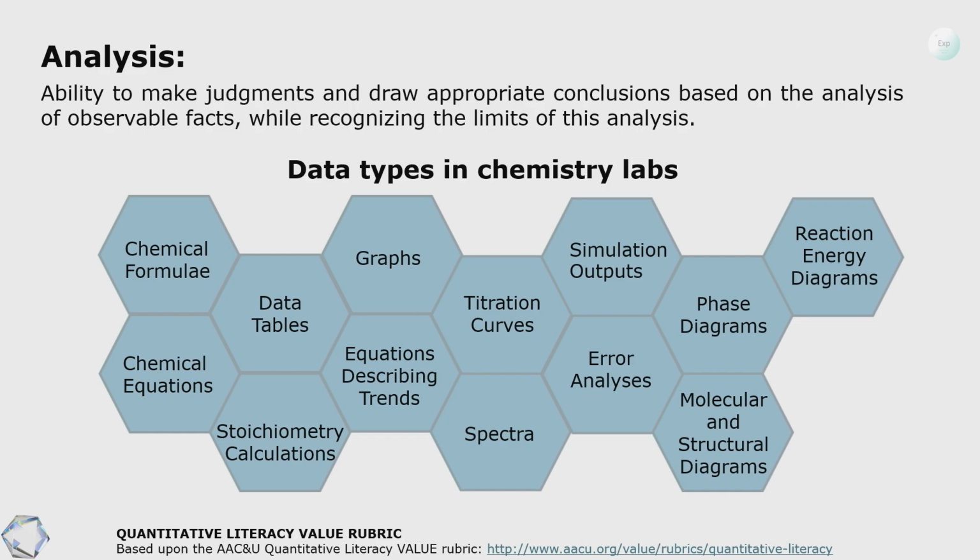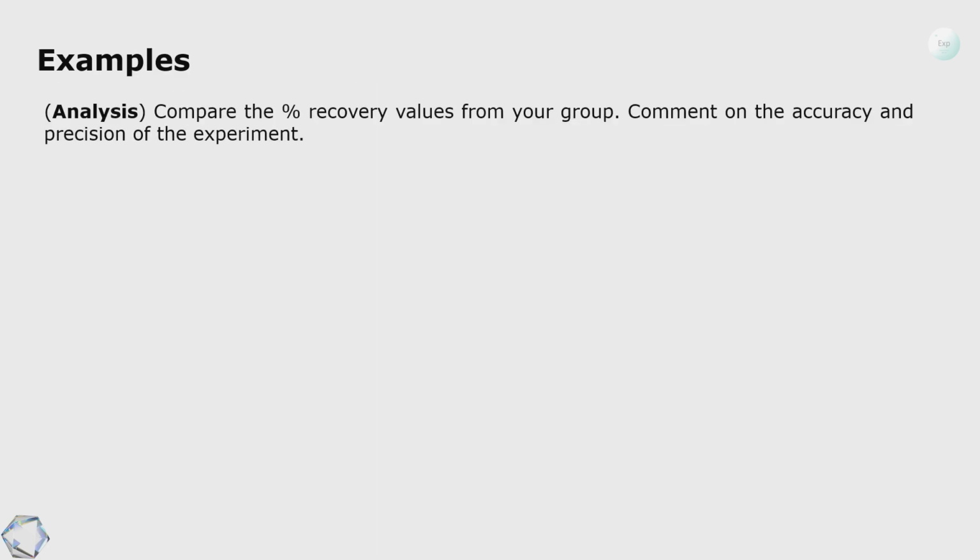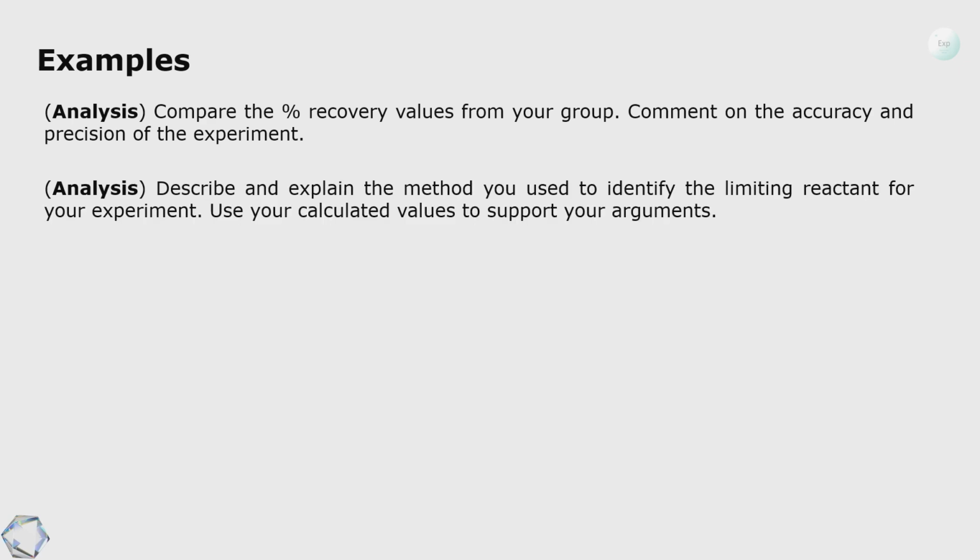So how do we phrase questions that require students to demonstrate their ability in this category? Here are a few examples. Compare the % recovery values from your group. Comment on the accuracy and precision of the experiment. Describe and explain the method you used to identify the limiting reactant for your experiment. Use your calculated values to support your arguments.